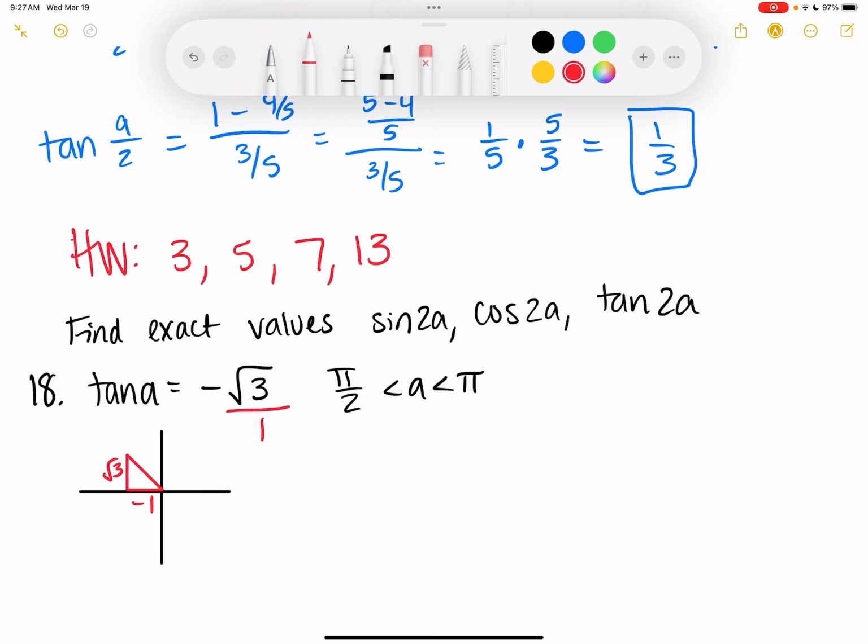All right, what would the other side be? A squared plus b squared equals c squared. Root 3 squared is 3, plus 1 is 4, and the square root of 4 is 2. Oh, it's also the special triangle that I forgot: 1, 2, root 3.